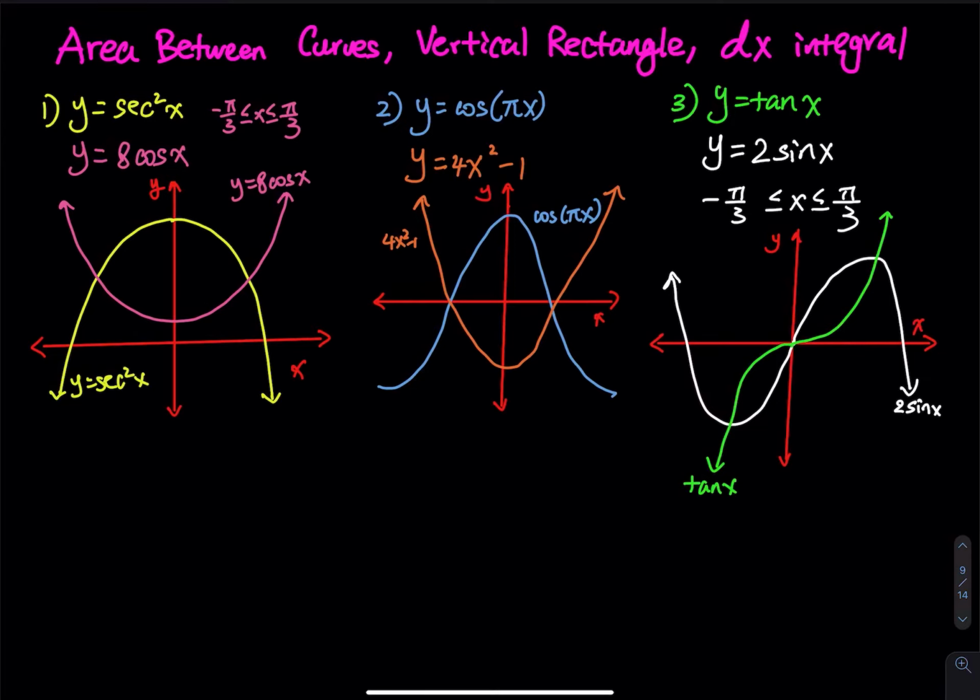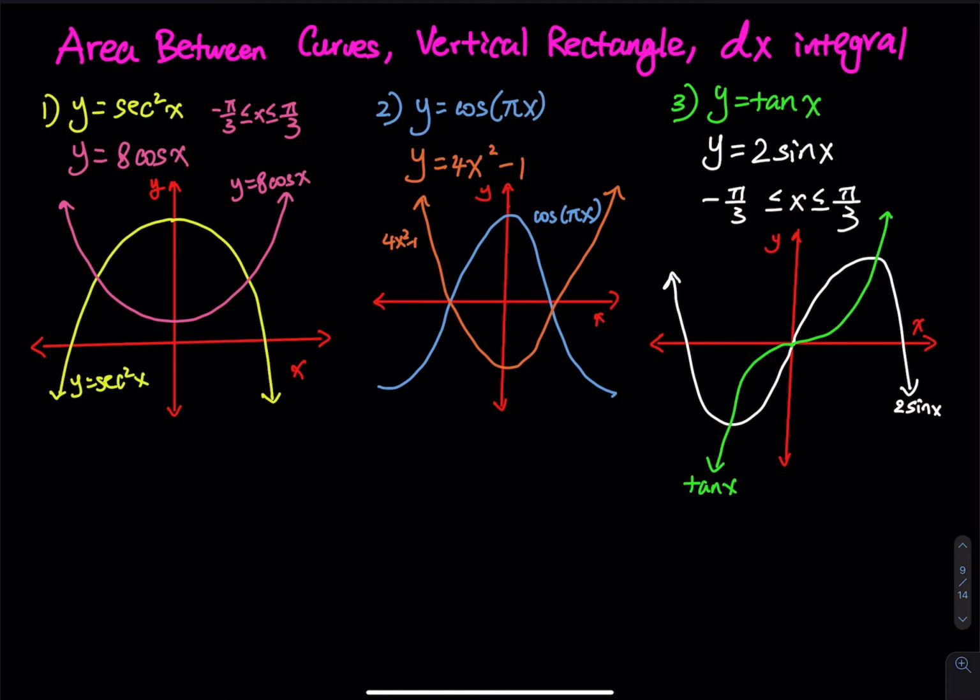We have three area between curves problems. They are all vertical rectangles and dx integrals. So in this video, we will do trigonometric functions. Number one and number two are just like top curve minus the bottom curve, but number three is a pretty special case because there are two regions and the position of the top curve and the bottom curve changes. So let's start at number one.